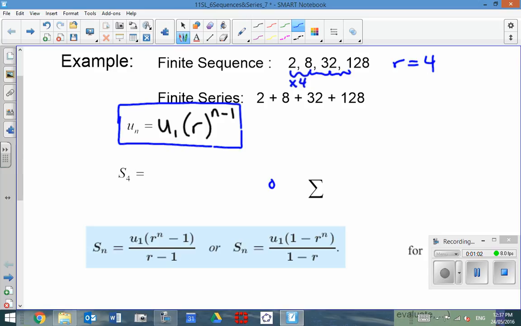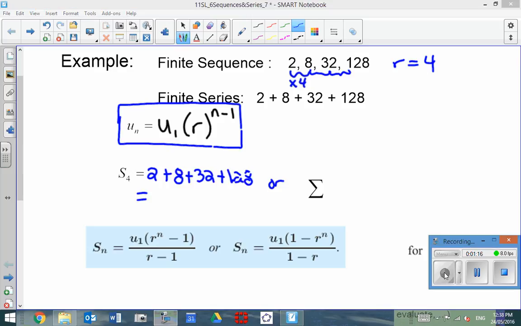Before I fill that in, what you're really doing is this: if I looked at the series sum of the first 4 terms, I'd be taking 2 plus 8 plus 32 plus 128. And therefore, we're looking at a total of 170 for our series.